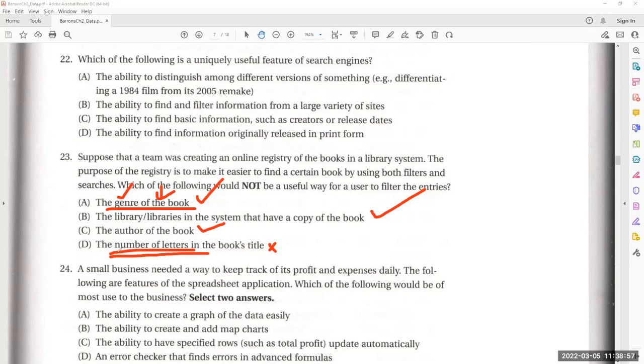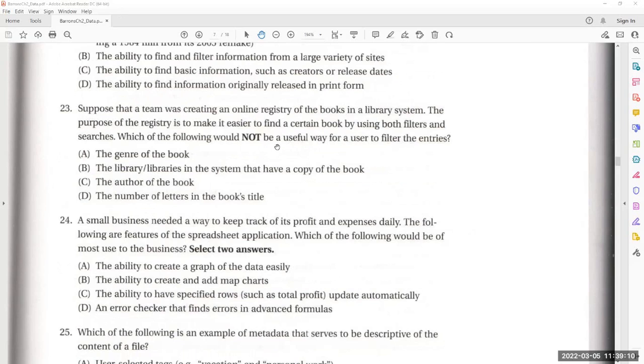Is that okay? Because the number doesn't matter. It doesn't mean that you cannot sort out. You can always sort out, but actually it doesn't help you to find the right book you want. Okay? Must focus on the nature, what you really want to search. What kind of the data you don't need.